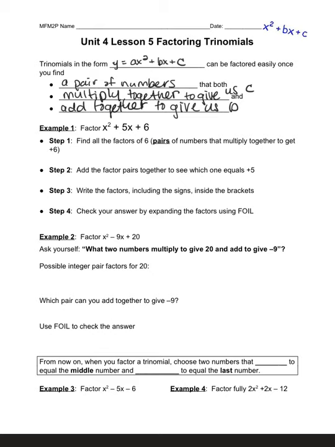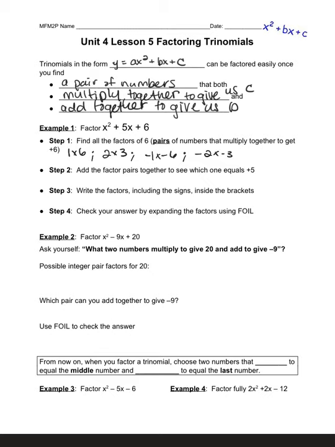So the first thing that we're going to do is find all of the factors of 6. So all of the pairs of numbers that are going to multiply to give us 6. Okay? So start with 1. So 1 times 6 gives us 6. And 2 times 3 gives us 6. And that's all that there are. Okay? Remember though, because it's a positive number there, you can also have negative 1 times negative 6 and negative 2 times negative 3. Okay?